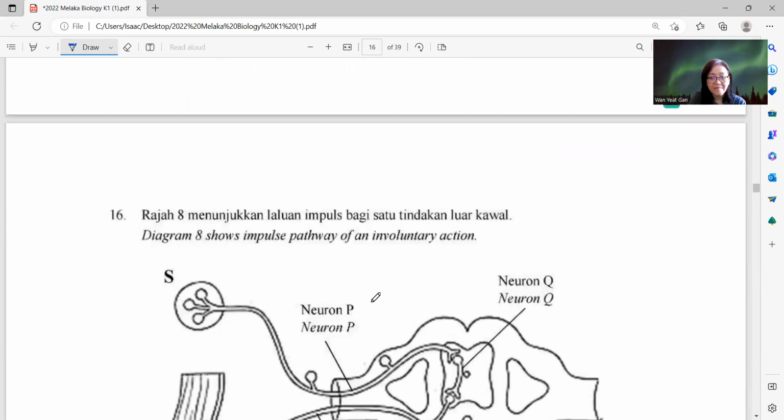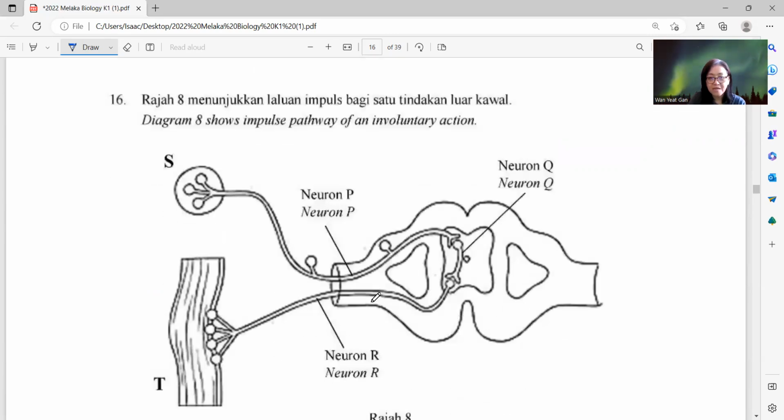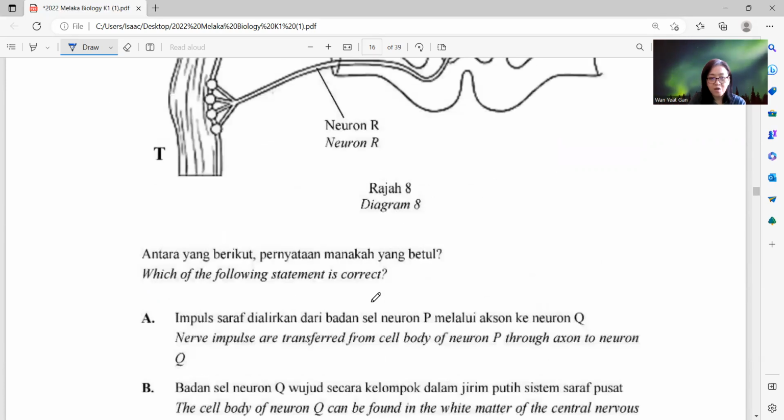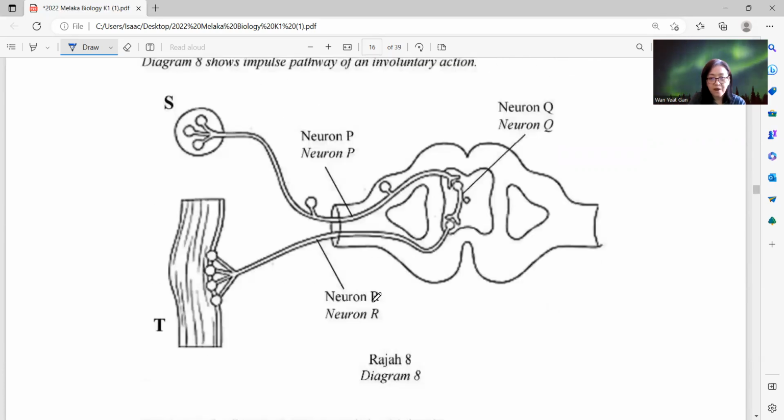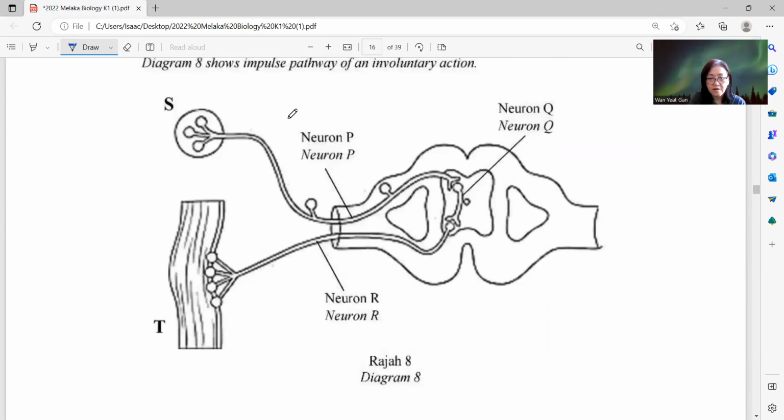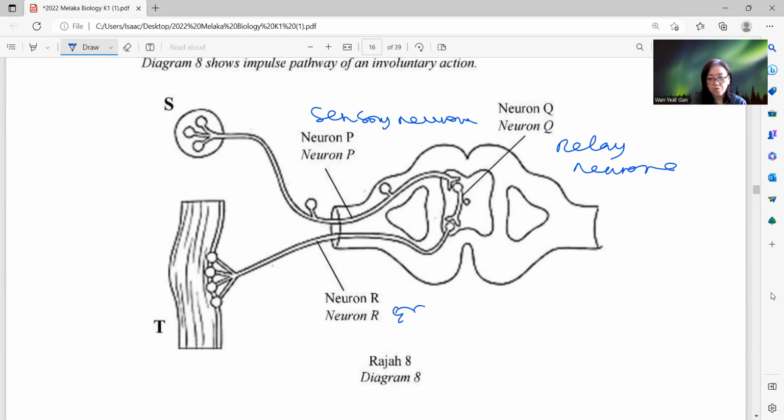Question 16. Diagram 8 shows an impulse pathway of an involuntary action. Which of the following statements is correct? This is a pathway that goes into the spinal cord. Neuron P is a sensory neuron. Q is a relay neuron. R is a motor neuron or efferent neuron.